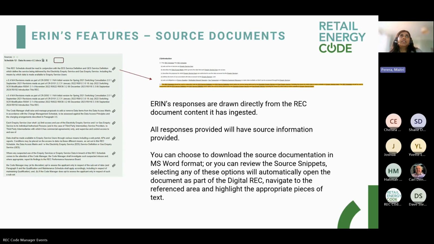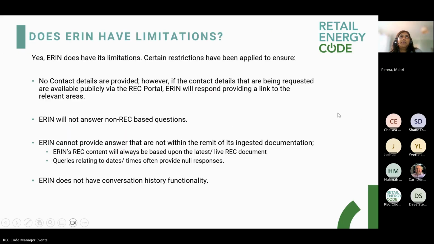So this slide is looking at Erin's features and source documents. Erin's responses are drawn directly from the rec document content it has ingested. All responses provided will have source information provided. You can choose to download the source documentation in a Word format, or you can review the source snippets. Selecting any of these options will automatically open the document as part of the digital rec, and then you can navigate to the referenced area and highlight the appropriate pieces of the text that you're looking for, like in that screenshot above. Any questions on that bit? Nope.